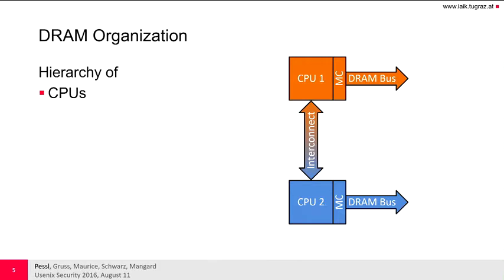Before I can talk about the attacks specifically, I'll have to discuss a little bit DRAM and its organization. DRAM is organized into a hierarchy, or tree if you want to. In modern multi-CPU, multi-socket systems, each CPU has a dedicated memory controller and attached memory. So you have multiple nodes. The memory is still organized into a single address space, and requests to the other CPU's memory are done over the CPU interconnect, for instance, Intel's QPI.